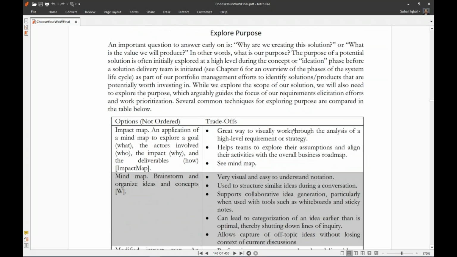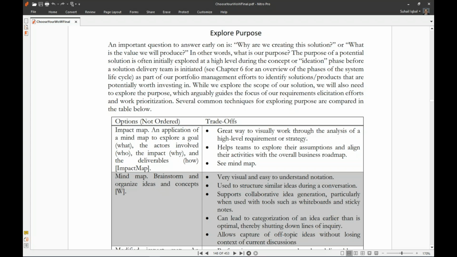Explore purpose. An important question to answer early on is why are we creating this solution, or what is the value we will produce? In other words, what is our purpose? The purpose of a potential solution is often initially explored at a high level during the concept or ideation phase before a solution delivery team is initiated. See Chapter 6 for an overview of the phases of the system life cycle.